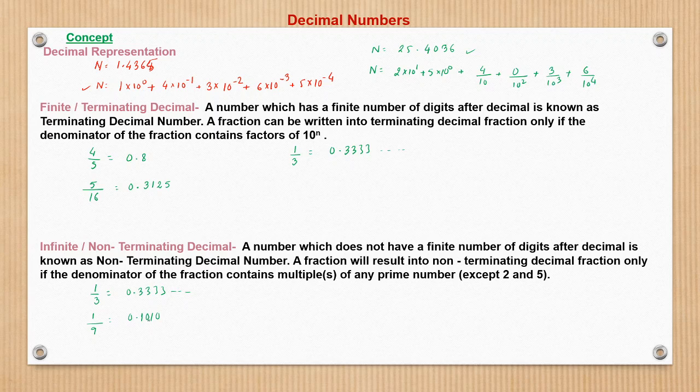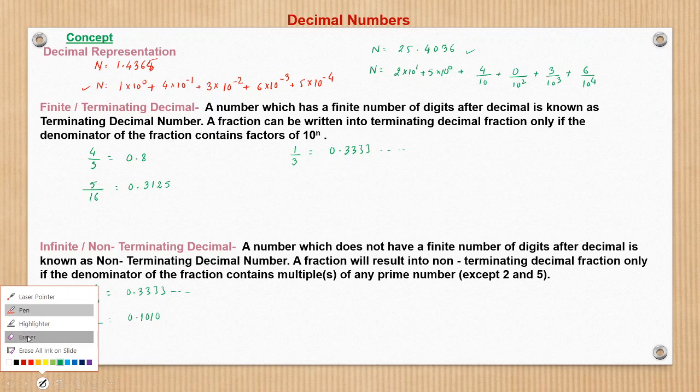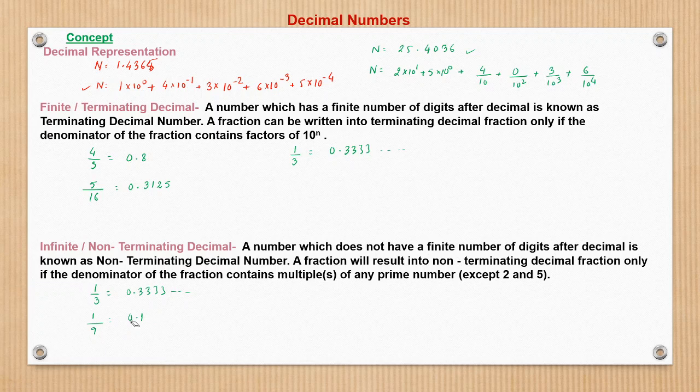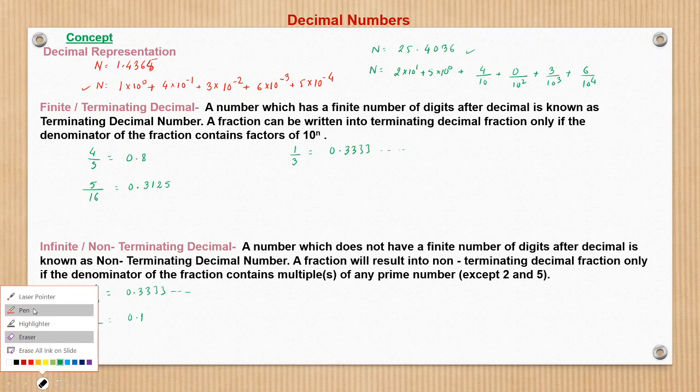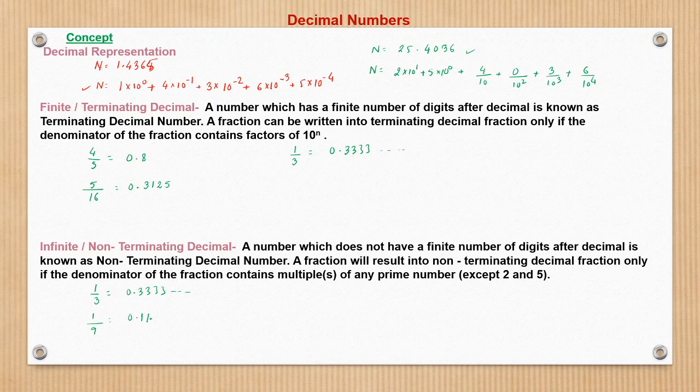Had it been, say, 1 upon 9, it would be, sorry, 0.1111, that way. We may just divide this and see. So it will keep on repeating.